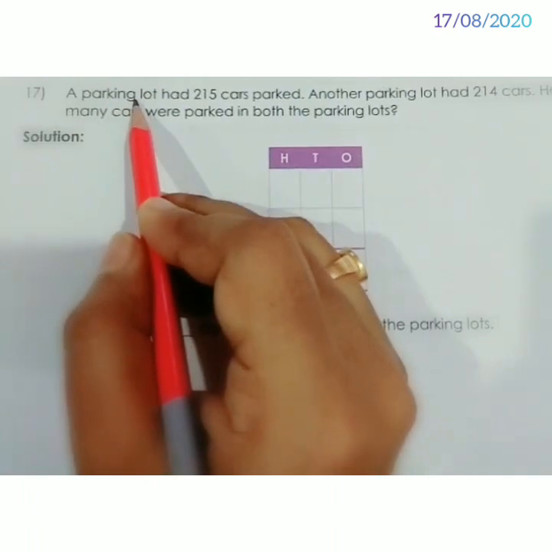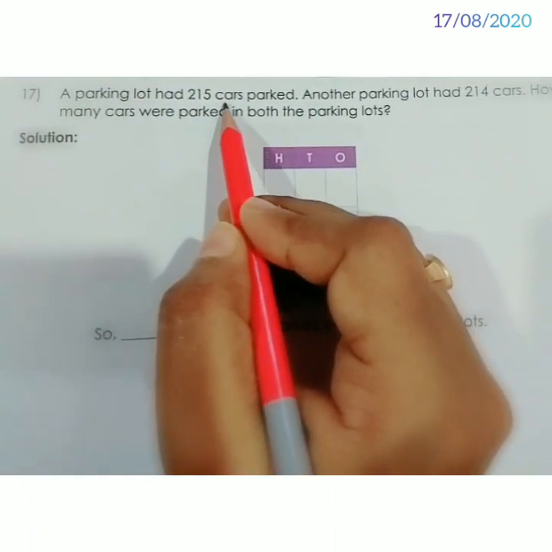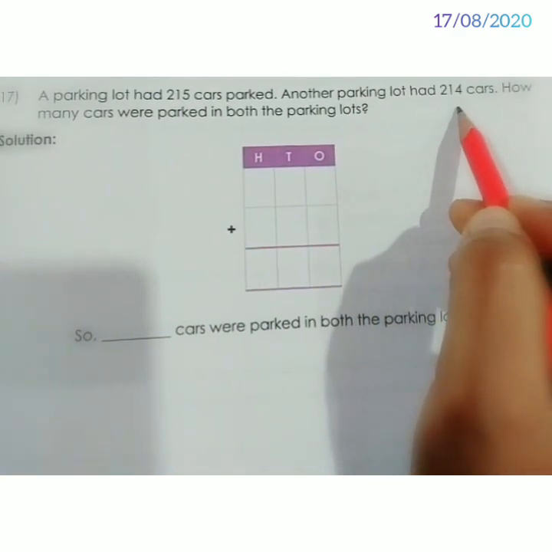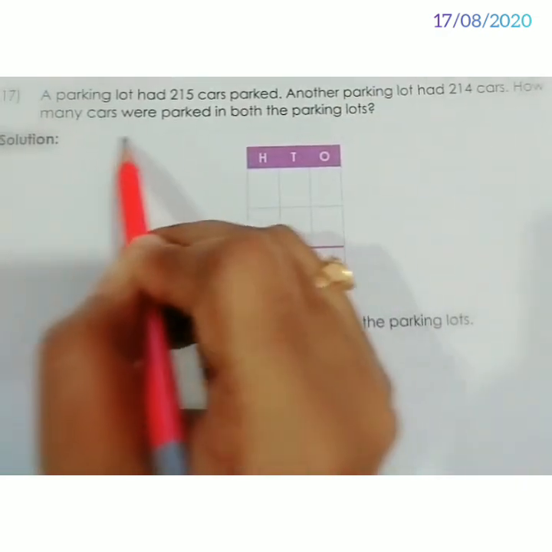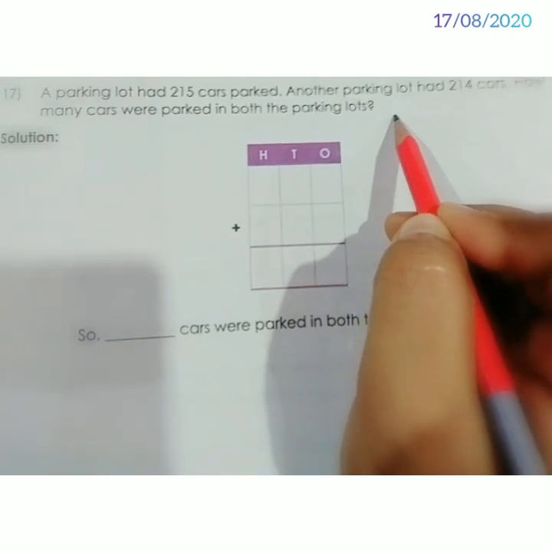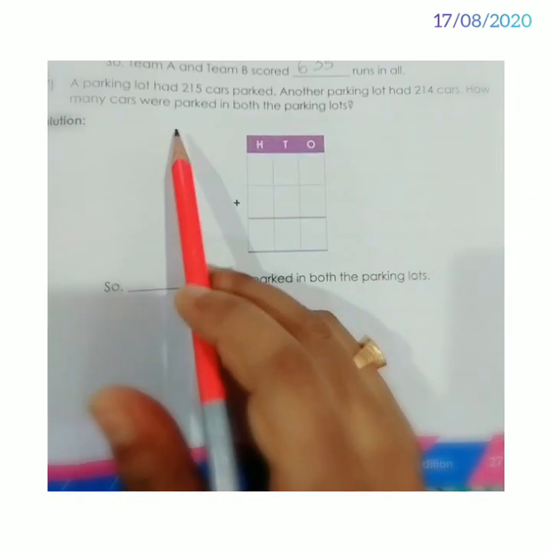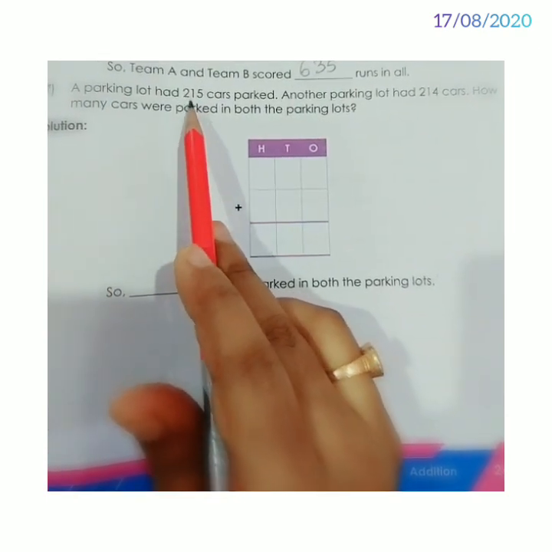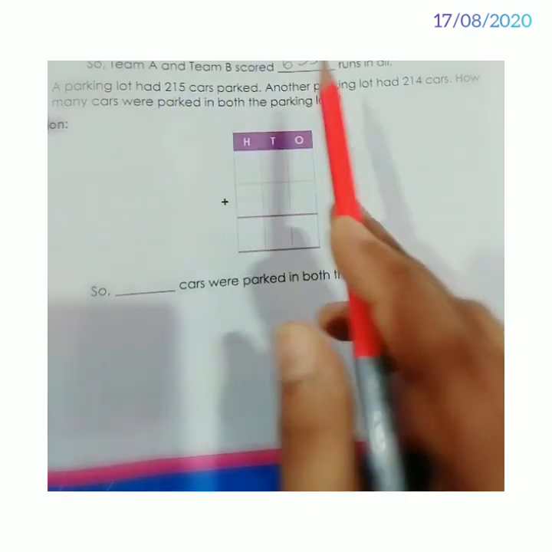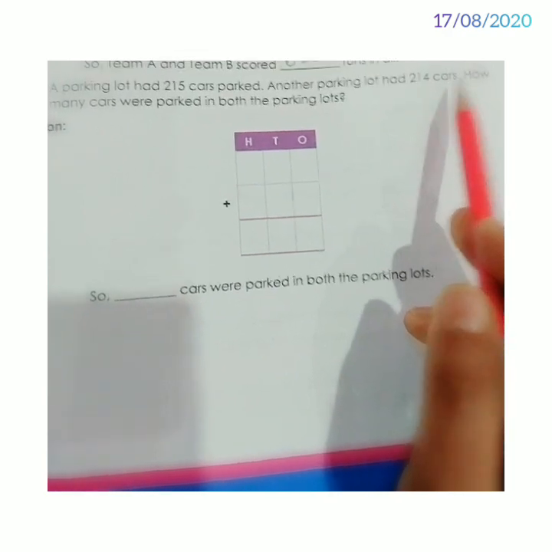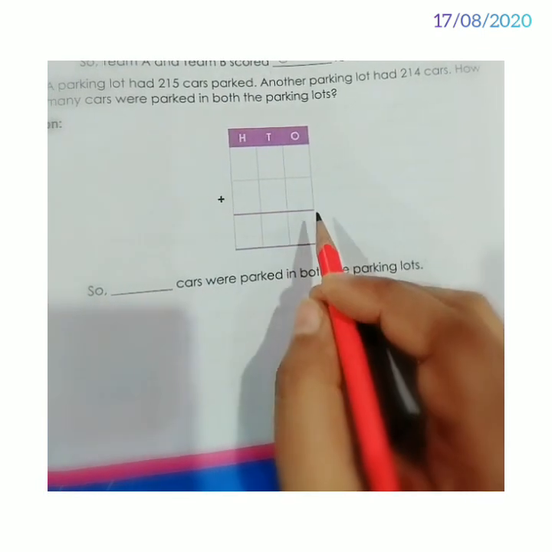Number 17. A parking lot had 215 cars parked. Another parking lot had 214 cars. How many cars were parked in both the parking lots? Alright, so dear children, what is the question saying? That the first parking lot had 215 cars. There is another parking lot which had 214 cars. You have to find out the total number of cars in both the parking lots.